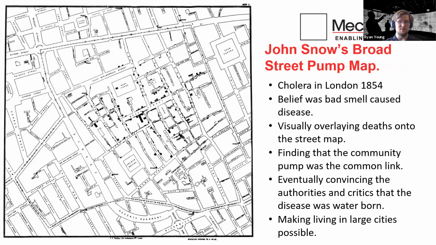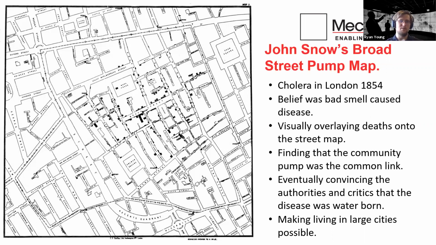This is London in the Victorian era, and London back then was an experiment for all large cities. Can people really live so close together, and what are the implications on public health and waste management? And frankly, the experiment wasn't going so well. There was a cholera outbreak in 1854, and the belief at the time was that bad smells from poor waste management was causing this disease. John Snow had different thoughts.